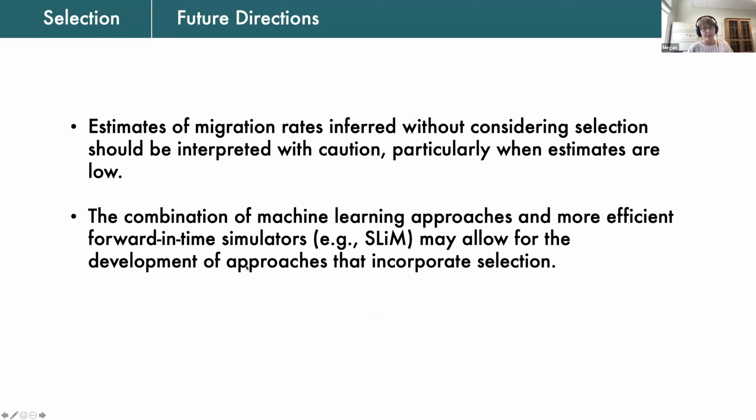In the future, I think it's important for everyone to keep in mind that when you estimate migration rates between sister populations without considering selection, you should be really careful in terms of how you interpret those estimates. And I'm hopeful that the combination of machine learning approaches, which I'm going to talk a little bit about next, and more efficient forward-in-time simulators could allow us to develop approaches that work well in the presence of selection.